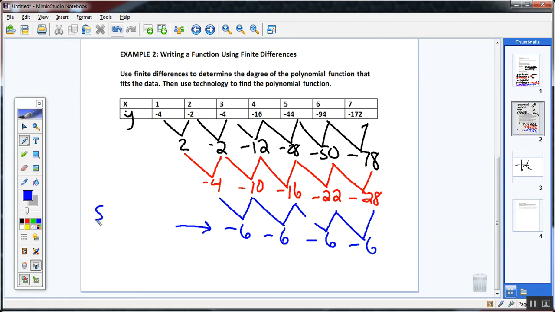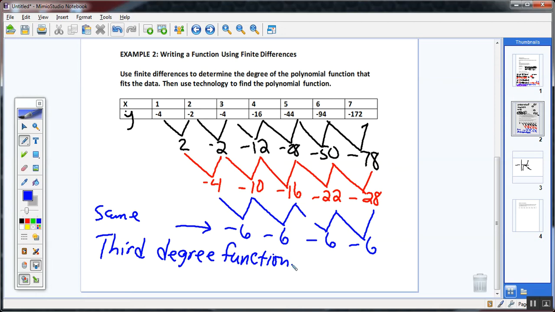They're the same, okay? How many times do we have to go through it before we got the same finite difference? 3 times, okay? This means that this is a third degree function. Okay, now here's the deal, kids. They want us to come up with an equation for that, of a third degree function, okay? And here's how this is going to work, all right?